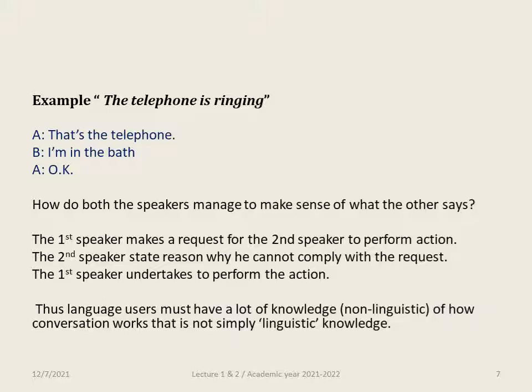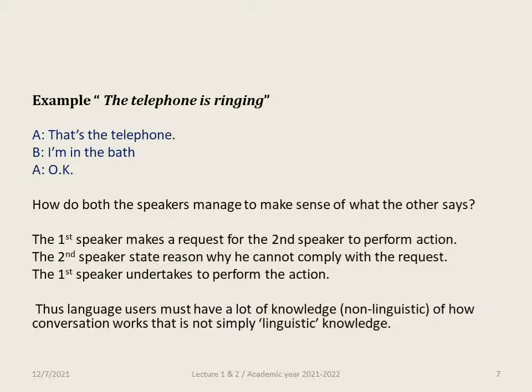The first speaker, A, makes a request for the second speaker to perform an action. "That's the telephone" means go and answer the phone. Maybe I'm in the kitchen, busy doing something. I'm writing something, I'm working on something, I'm listening, I'm watching TV. So I'm calling the other person: that's the telephone, it's ringing, go and answer it. So I am requesting the second person to do an action.